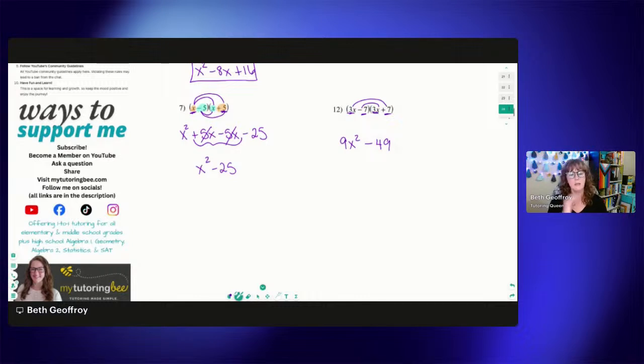Now this is going to come in handy. The reason I bring this up is because on the next page, we're going to be factoring all of these. We're going to be just doing this same process, but in reverse. So let's go ahead and take a look at that.